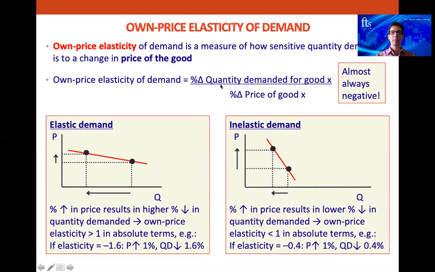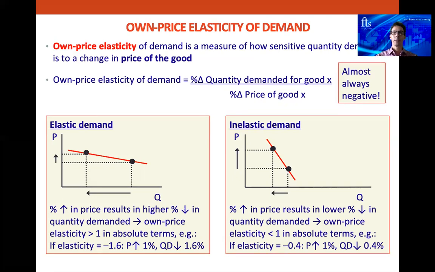So how do we work it out? We take the percentage change in quantity demanded for good X, and we divide it by the percentage change in the price of good X. What we're trying to see here is, we know when price changes, quantity demanded for the good changes. But what we're trying to establish is by how much does the quantity change when the price changes.